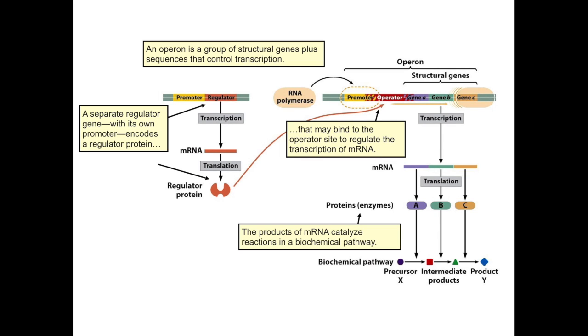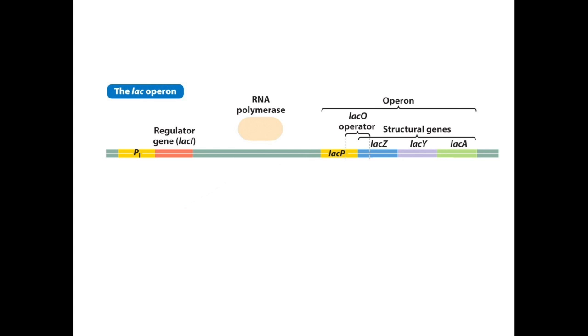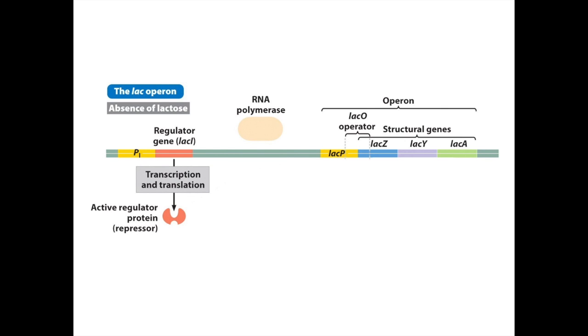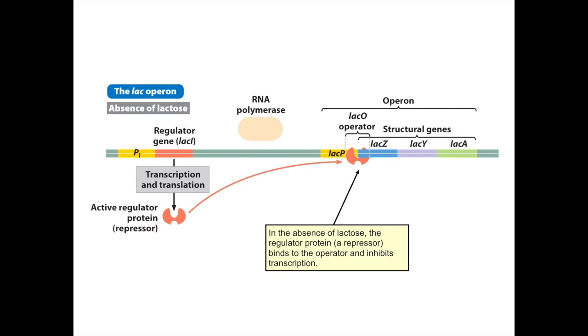And the products of the mRNA catalyze reactions in a biochemical pathway. In the case of the lac operon, this is about the metabolism of lactose. So here we have the lac operon. In the absence of lactose, the active regulator protein, the repressor, is transcribed and translated. In the absence of lactose, the regulator protein, which is a repressor, binds to the operator and inhibits transcription. So you get no transcription.